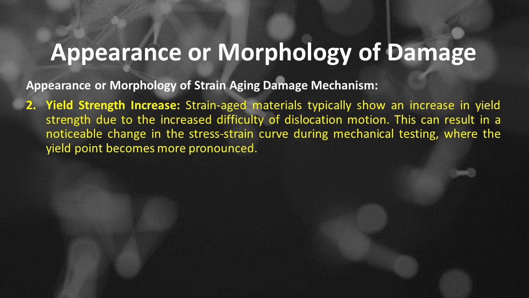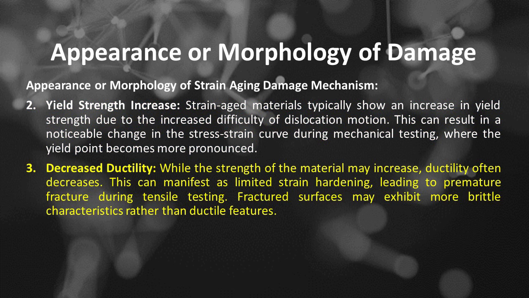Strain-aged materials typically show an increase in yield strength due to the increased difficulty of dislocation motion. This can result in a noticeable change in the stress-strain curve during mechanical testing, where the yield point becomes more pronounced. Number 3 is decreased ductility. While the strength of the material may increase, ductility often decreases. This can manifest as limited strain hardening, leading to premature fracture during tensile testing. Fractured surfaces may exhibit more brittle characteristics rather than ductile features.